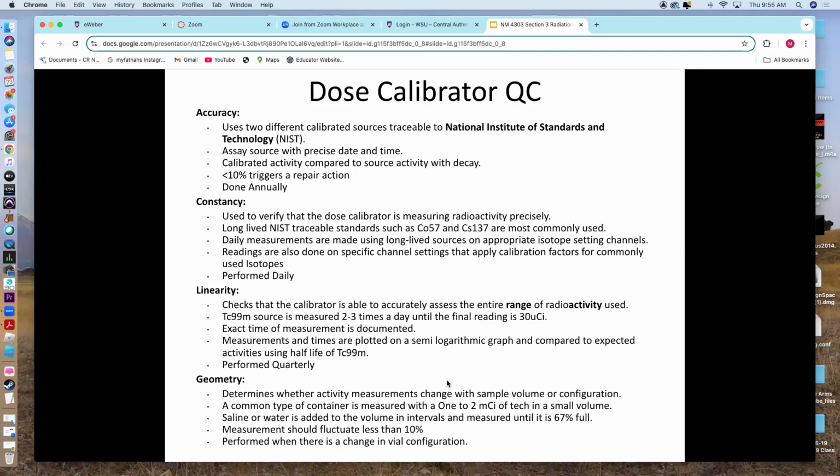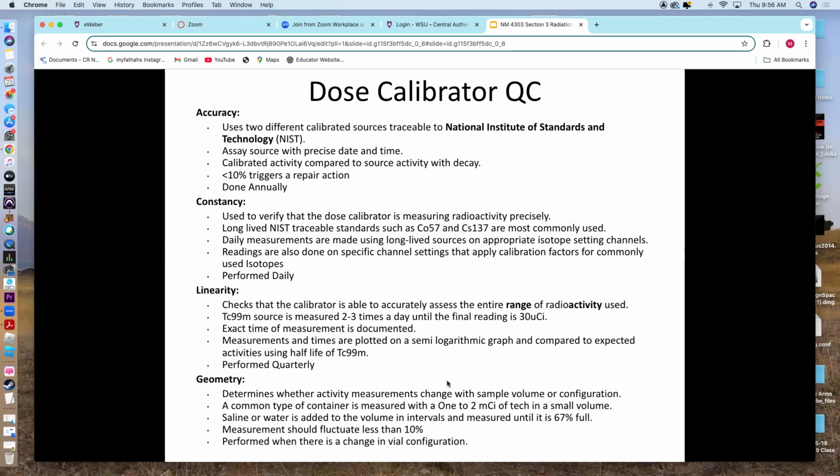But essentially what happens with accuracy is they take those national standard sources and what they're supposed to be at, and then they take every channel on your dose calibrator and compare them to those sources, and they calibrate that activity compared to what the decay should be. Anything out of a 10% range is going to require an action. This is done annually. Most of the time, a physicist is going to come in and do this. I think one time someone told me that their techs did this. That's not typical. Most of the places you work at, your annual accuracy will be done by a physicist.